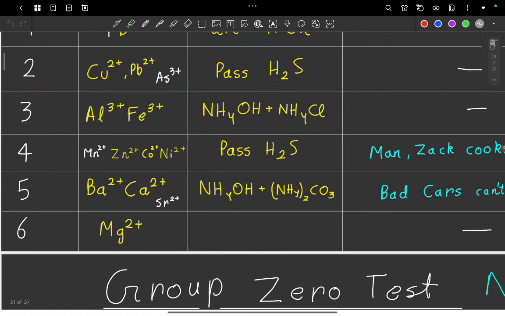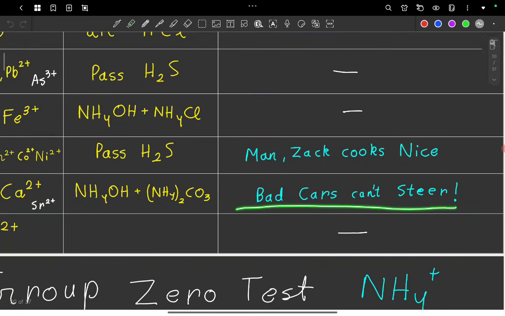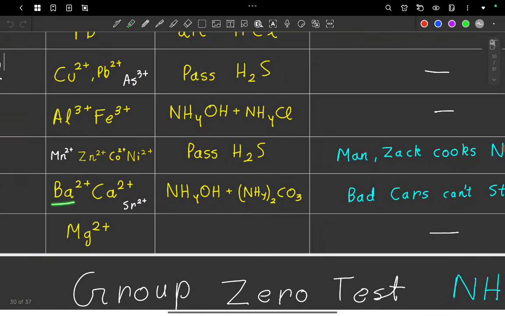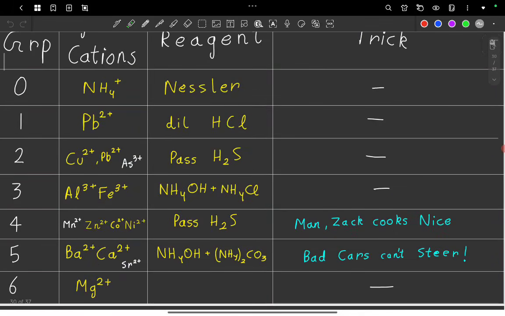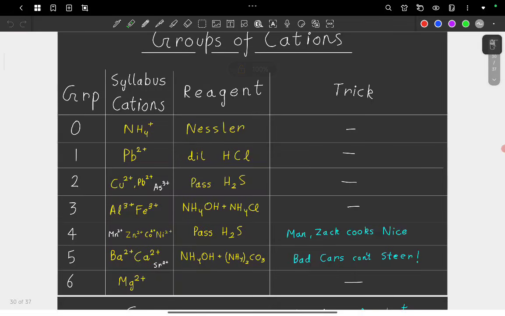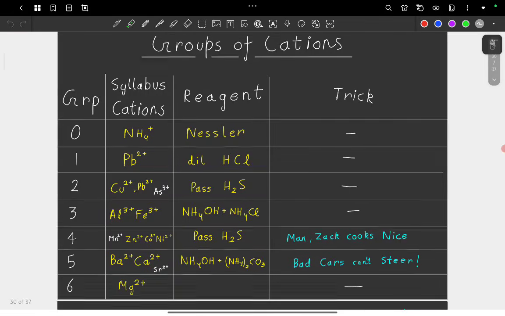And for the fifth group, bad cars can't steer. Basically, you know how if there's a car and it's bad, then don't use it to steer. This is the steering wheel. It cannot steer and it is not practical or ideal in any way. Hence, these were the groups of cations, and you have to remember this.